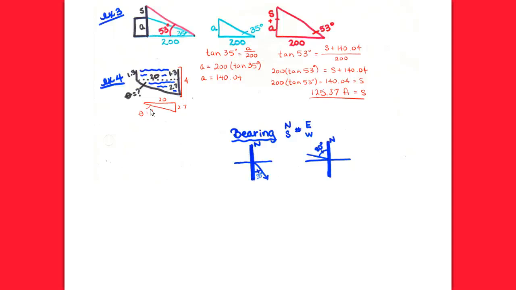Okay, so let's solve our triangle. We've got this guy right here that we're trying to find, our angle. We know what is opposite of it, and we know what is adjacent to it. So let's use tangent, and we can say tangent is equal to opposite over adjacent.